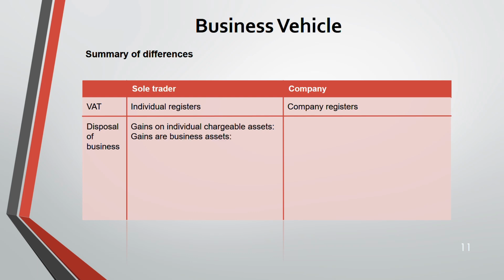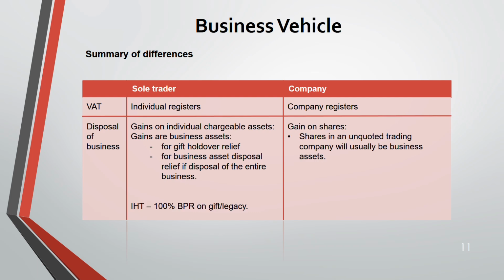So gains on business assets. Okay. If the gains are on business assets, you get gift holdover relief. You get business asset disposal relief if you are disposing of the entire business. And IHT, 100% business property relief on gift or legacy from an inheritance tax perspective when you are disposing of a business.